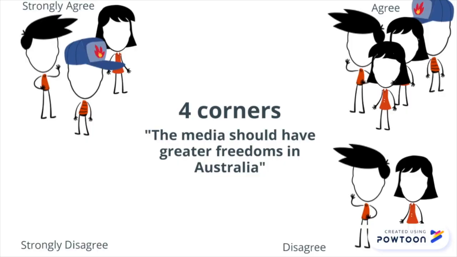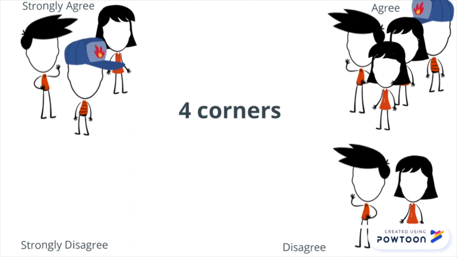I posed the statement to the class: the media should have greater freedoms in Australia. Students then moved to 4 corners in the room: strongly agree, agree, disagree, or strongly disagree. Once students had moved to a position, I then asked them to justify their positions. Some found this easier than others. However, what I noticed was that students did not provide as thorough a justification when simply asked to explain their position in comparison to the discussion that followed between the students on their own.